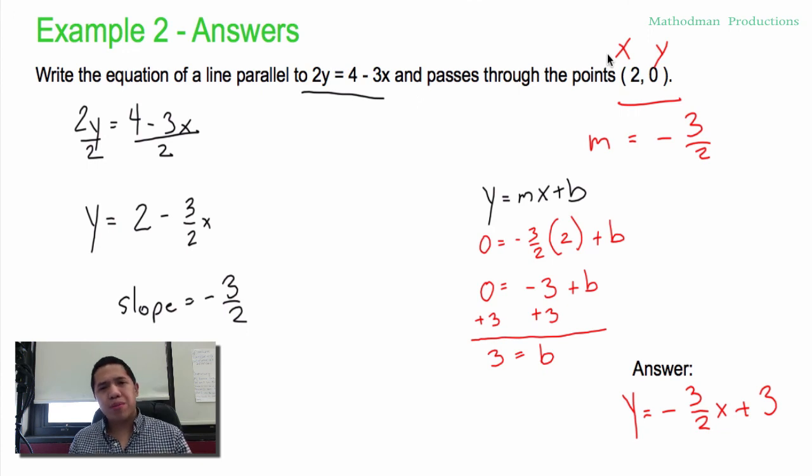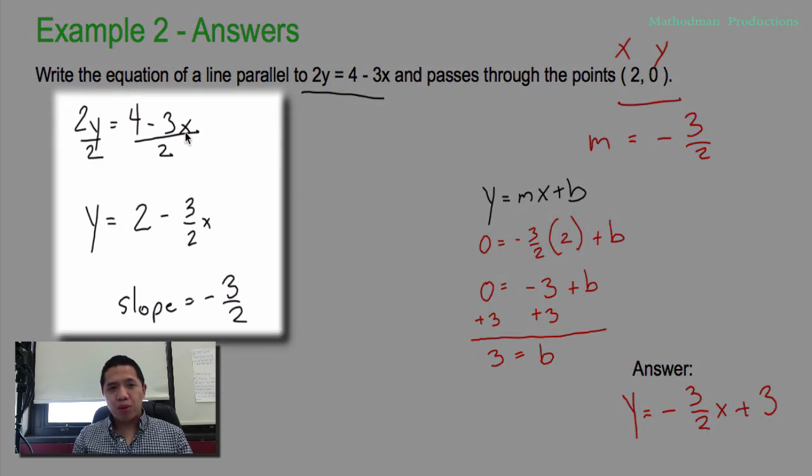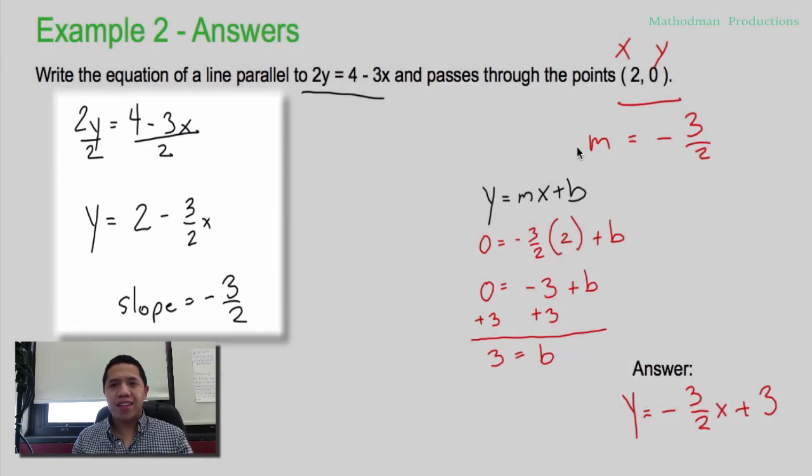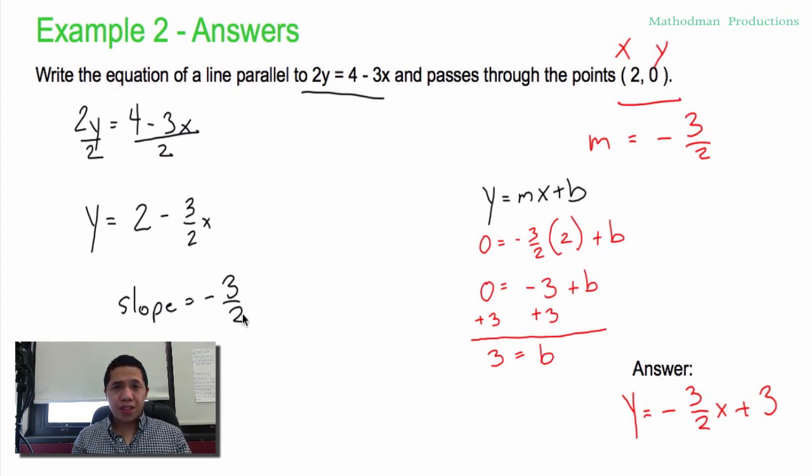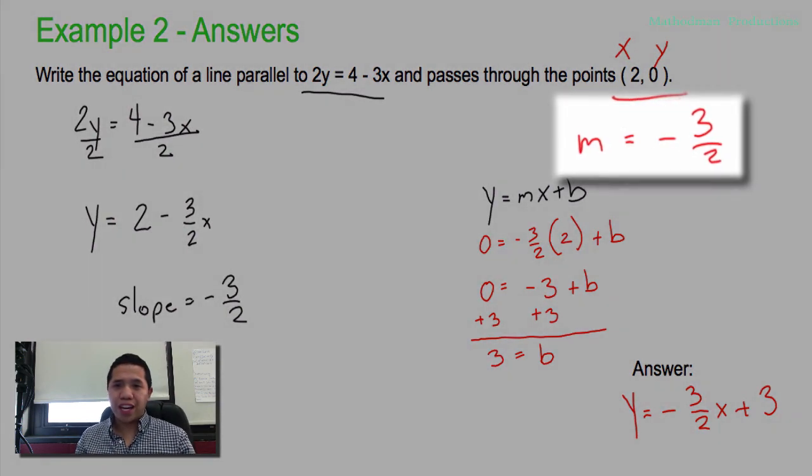Let's go over example number 2. Hopefully you got it right. In order to figure out what the slope of this line is, you have to solve for y first. Do that by dividing 2 to both sides, and you get y equals 2 minus 3 halves x. The slope of this line right here is negative 3 halves. Yeah, sorry for my bad handwriting. After you find the slope, since you know that they're parallel, then that other line has to have the same slope, which is negative 3 halves.